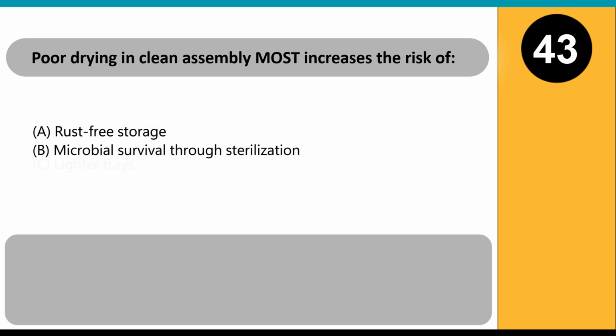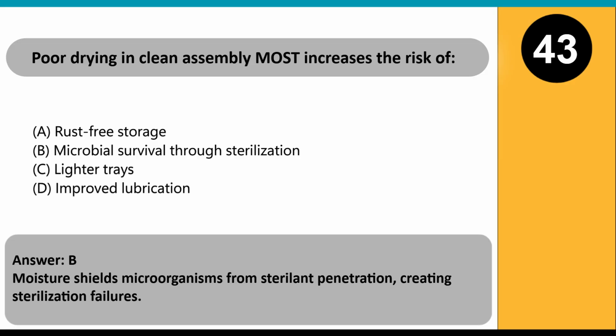Poor drying in clean assembly most increases the risk of: A. Rust-free storage. B. Microbial survival through sterilization. C. Lighter trays. D. Improved lubrication. Answer B. Moisture shields microorganisms from sterilant penetration, creating sterilization failures.